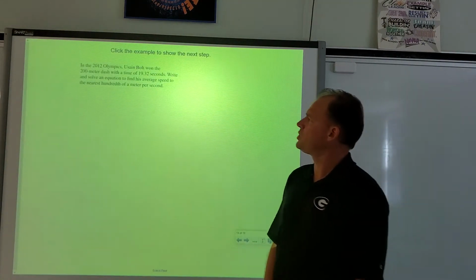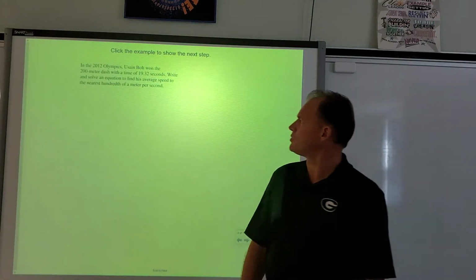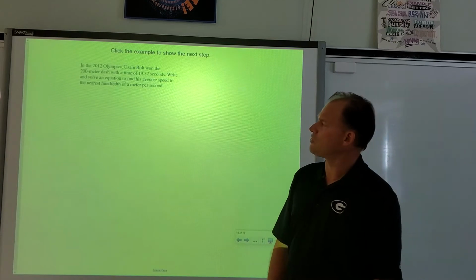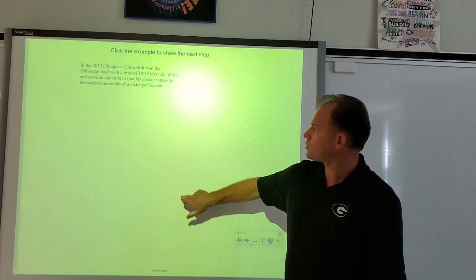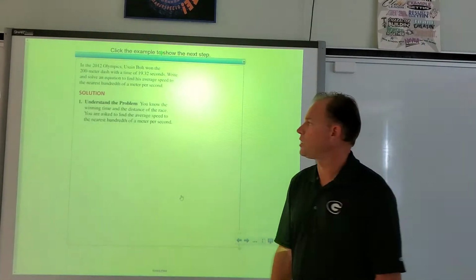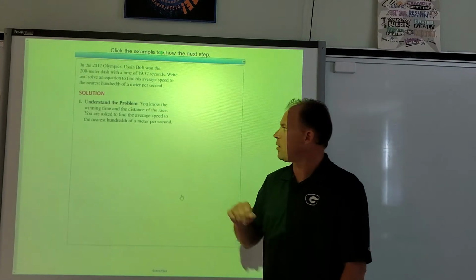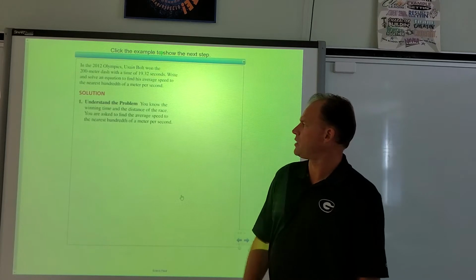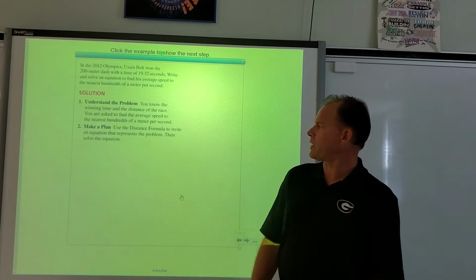So we went through this one last week. It says Usain Bolt won the 200-meter dash for the time of 19.32 seconds. Write an equation to find his average speed to the nearest hundredth of meter per second. We'll run through it again just to set the pace here. So first off, understand the problem. You know the winning time and the distance of the race. You are asked to find the average speed to the nearest hundredth meter per second.